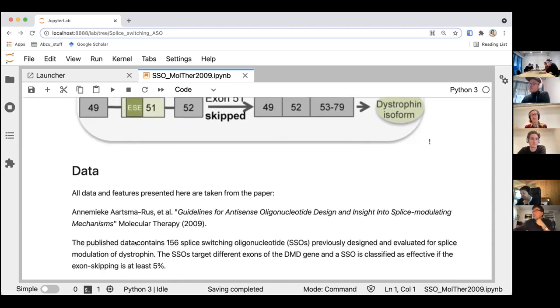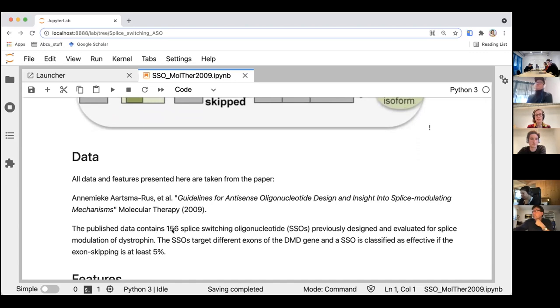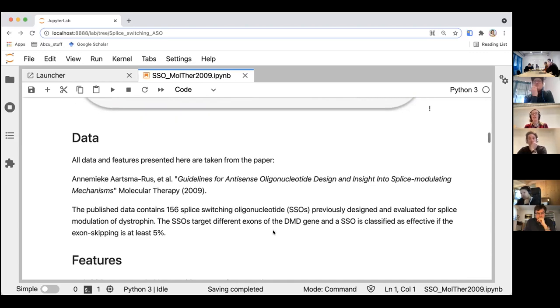First of all, they need to be active. What we have looked at is a data set that contains 155 splice switching oligonucleotides, SSOs. You can also call them AONs or ASOs. They have many different kinds of names. And they are classified as effective if you have exon skipping of at least 5%.